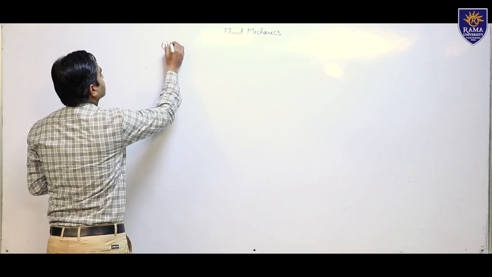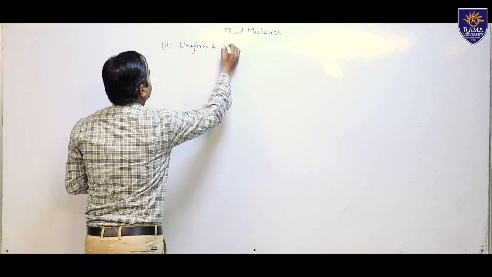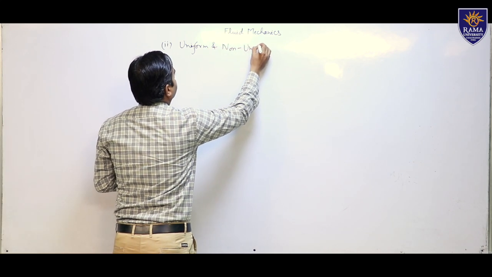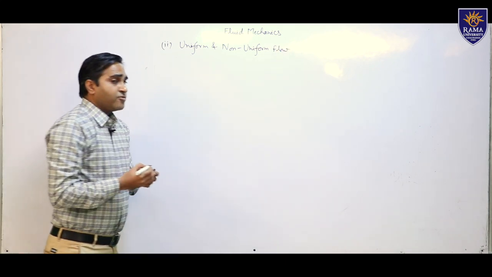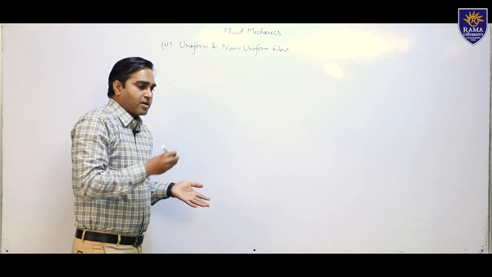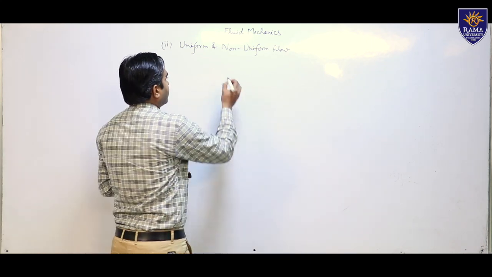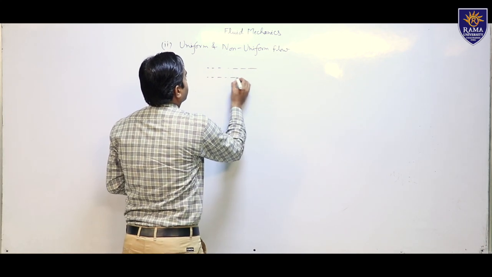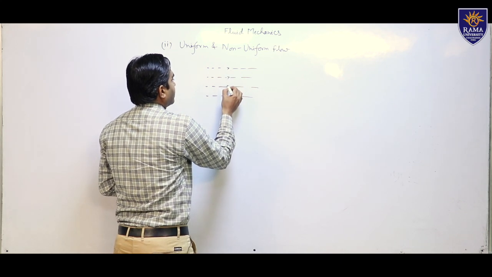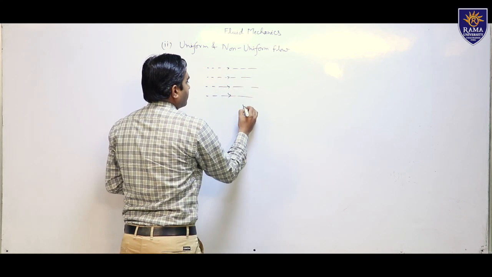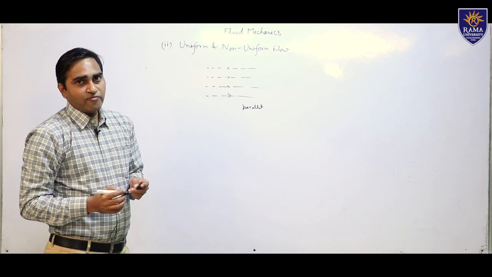Now we move further to different types of flow. The second one is uniform and non-uniform flow. In uniform flow, the fluid particles move parallel to each other. If we draw the flow field, we can say that these fluid layers are parallel to each other. This type of flow is called uniform flow.